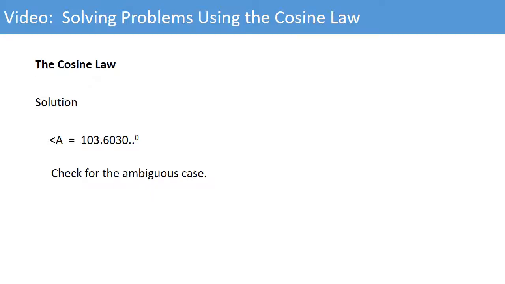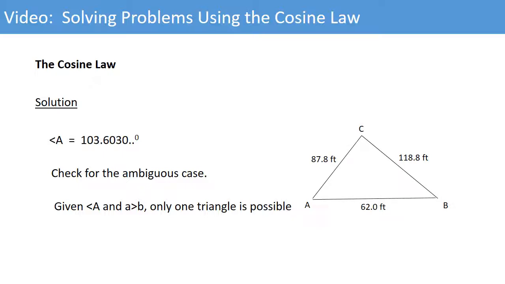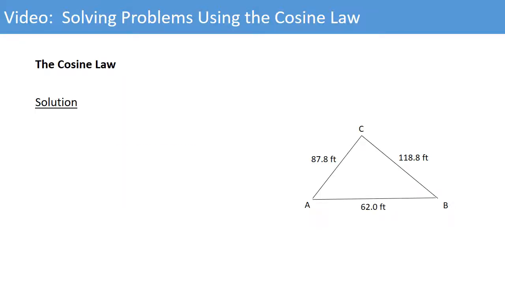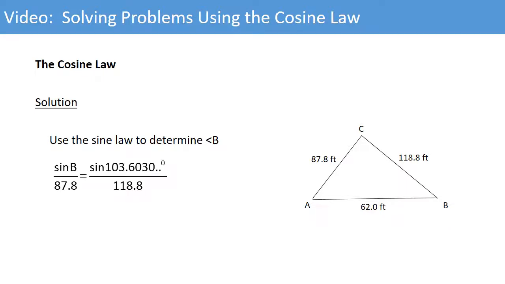Now, check for the ambiguous case. Given angle A, and A is greater than B, only one triangle is possible according to the rules we looked at earlier. Use the sine law to determine angle B.